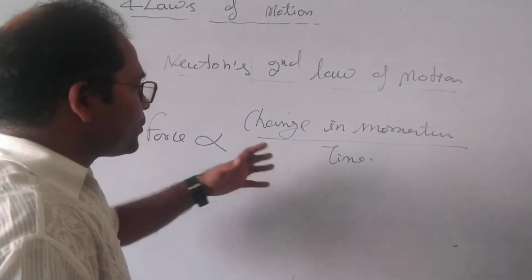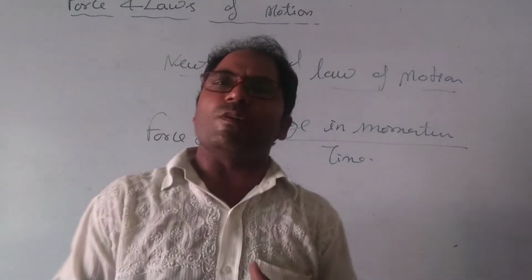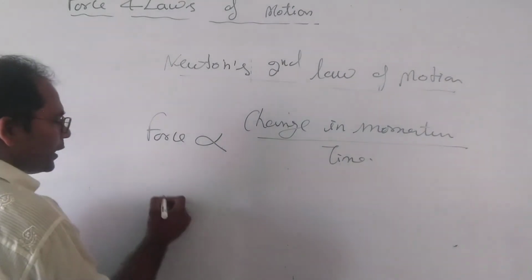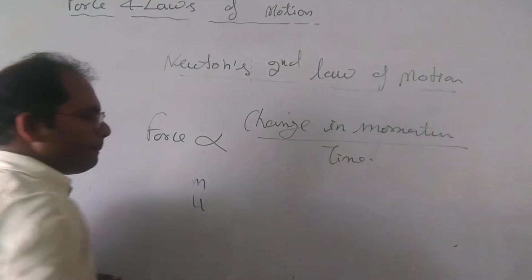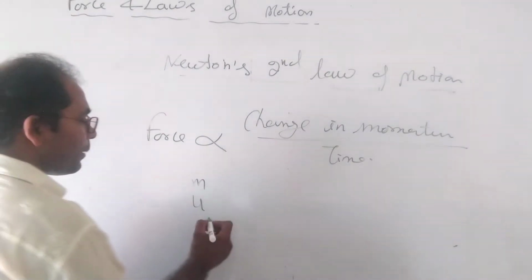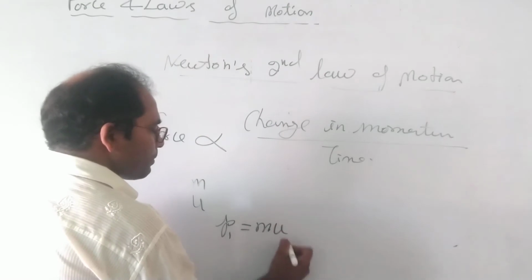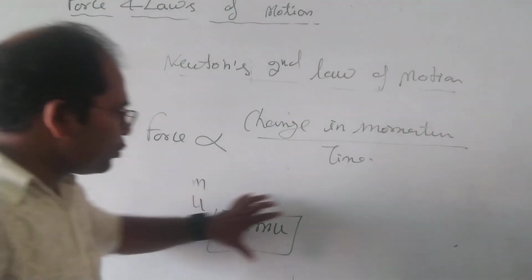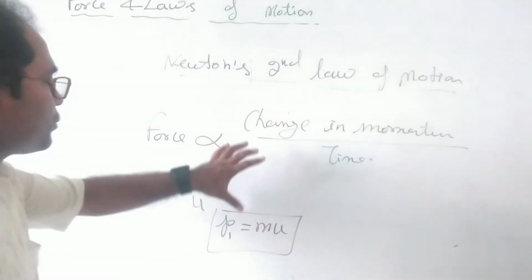Suppose the object is moving with the initial velocity u, and the mass of the object is m. Then what will be the initial momentum? Initial momentum we can take as P1. P1 equals mu. This is the initial momentum, mu. I am going to explain this one. Derivation also, we can write down the whole derivation.